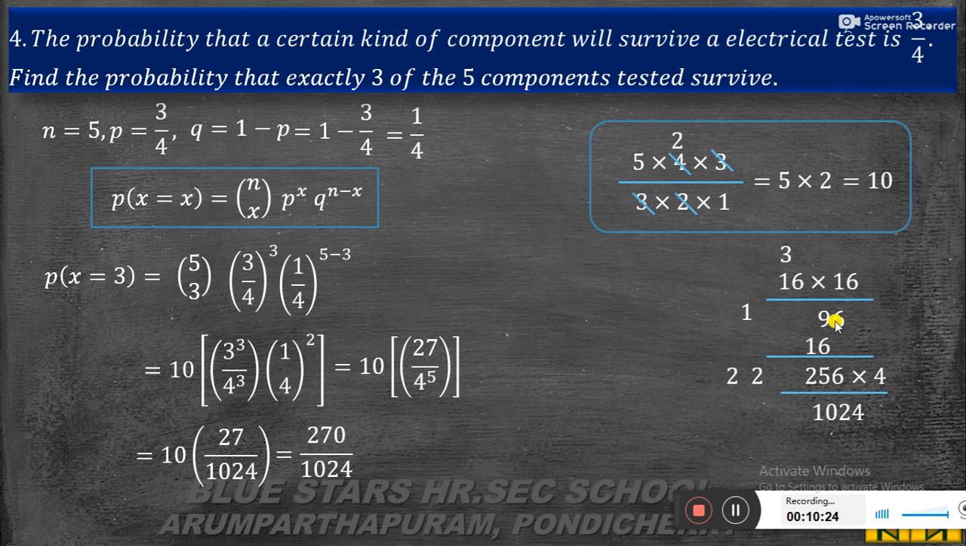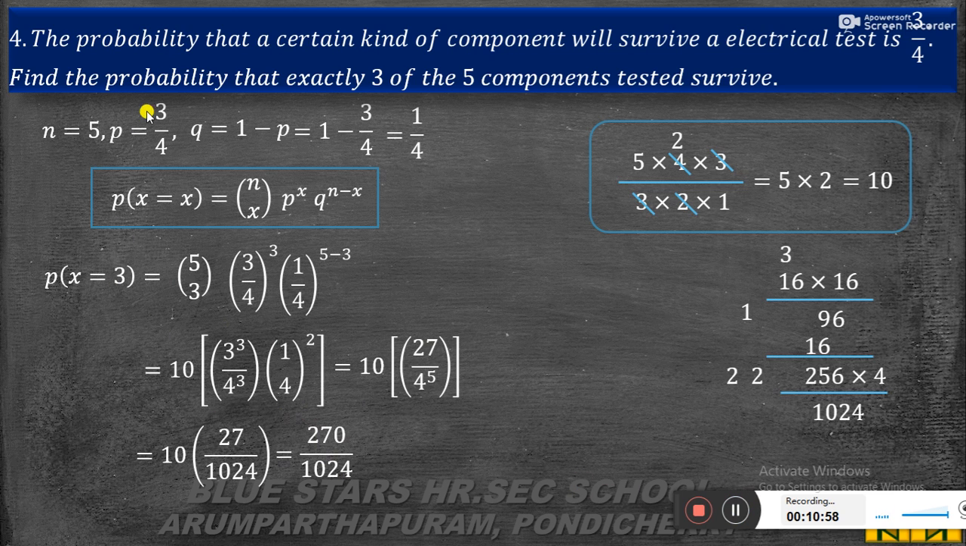16 into 16 is 256. Again I multiply by 4. So 256 into 4 is 1024. Therefore 4 power 5 is 1024. So I substitute: instead of 4 power 5 I write 1024, and 27 into 10 is 270. Therefore 270 by 1024 is the answer for probability of X equal to 3.